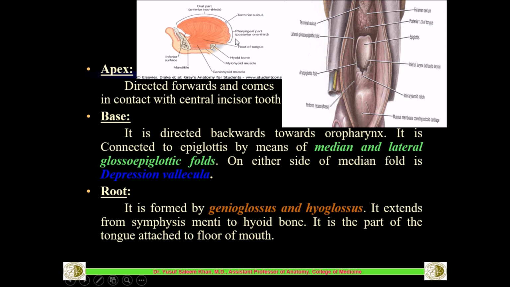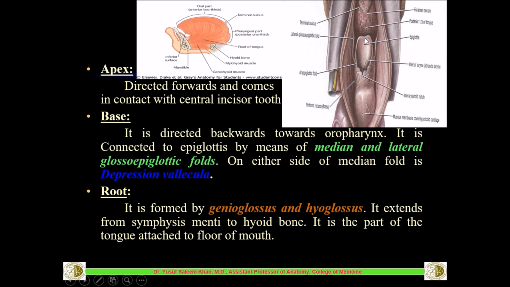It is connected to the epiglottis by means of the median and lateral glossoepiglottic folds. If you can see here, this is the picture of the pharynx, and this is the picture seen from behind, so that you can see the posterior most part of the tongue. This is the posterior one-third of the tongue here. It has been labeled as the posterior one-third of the tongue, and behind that we have the epiglottis. So this is the epiglottis here.